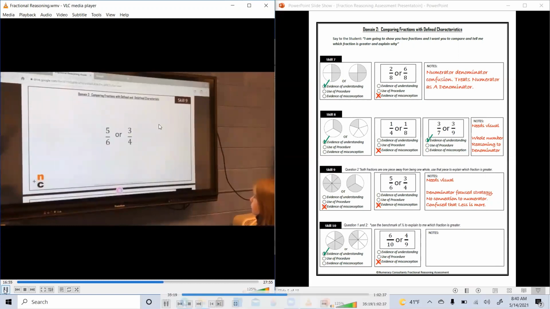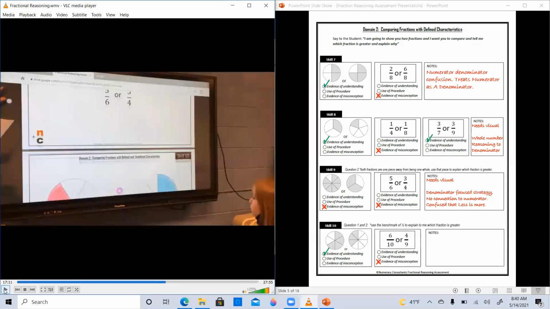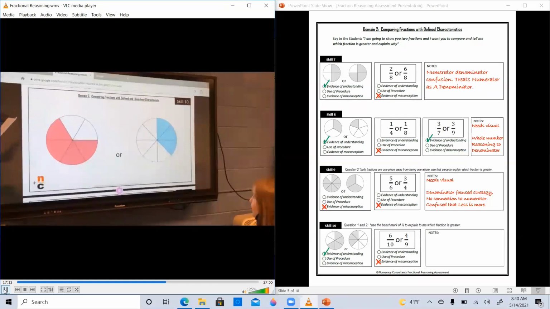Okay, both fractions are one piece away from being a whole. Can you use that piece to explain which is greater, 5/6 or 3/4? 5/6 is greater because 6ths are smaller pieces, and 3/4 would be farther away from 1 whole than 5/6. Again, I could not explain this better than this child has. Which is greater? 4/6. Okay.